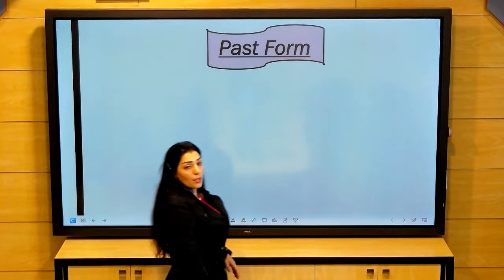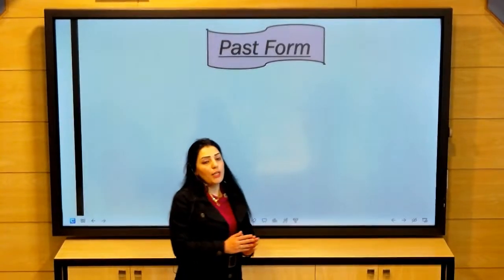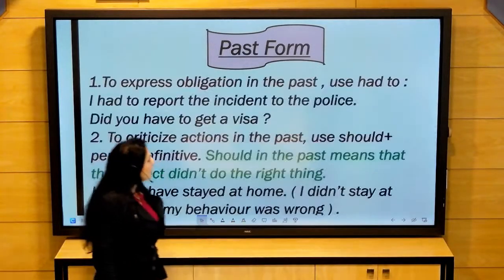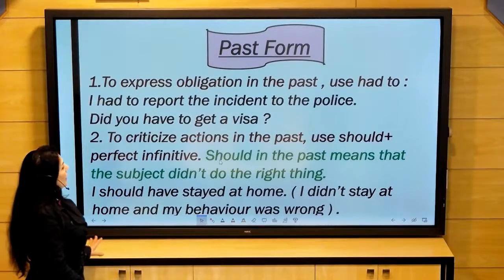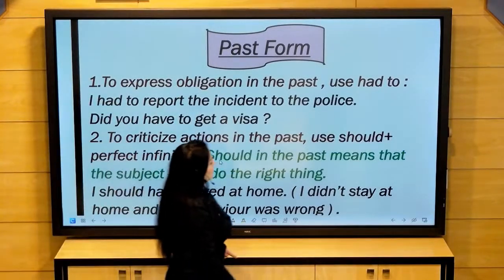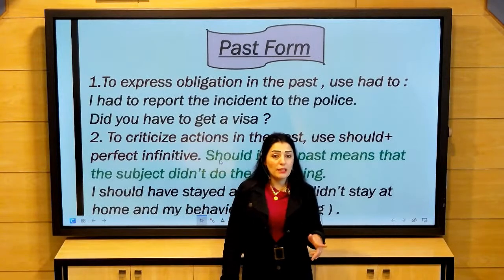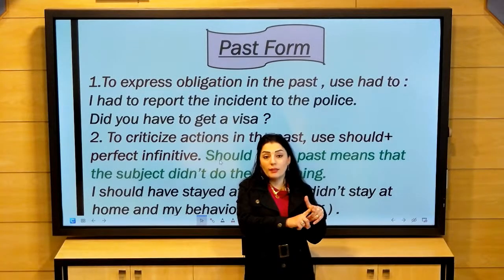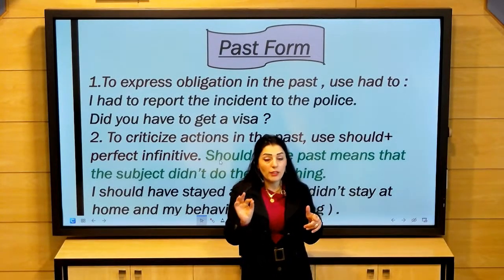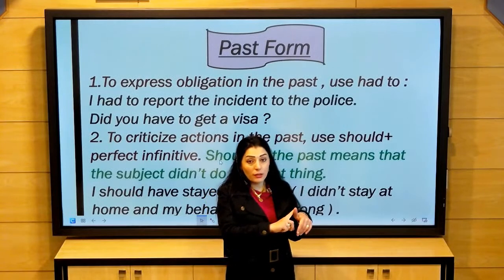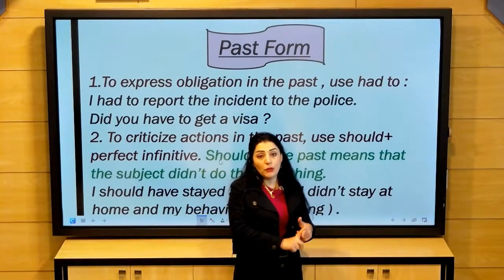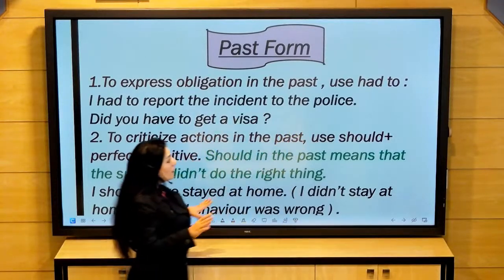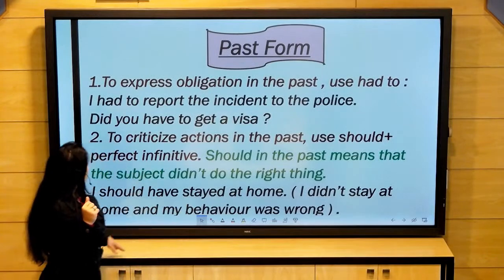So these are the modals in the present form. Now, if you want to put these modals in the past form, what should you do? To express obligation in the past, use had to. Obligation in the past means the past of must and the past of have to or has to, okay? Please concentrate with me. The past of must and the past of have to or has to, we should put had to. So this is an obligation in the past.